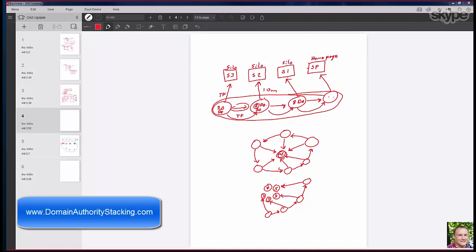So when this is properly siloed out, your link juice kind of flows like this. The home page is going to link to everything. These all link to the home page, right? Right. These then also link to each other.